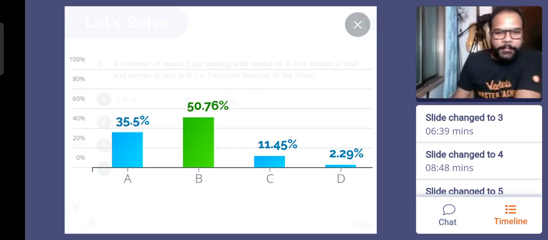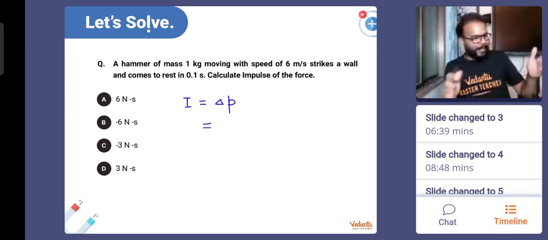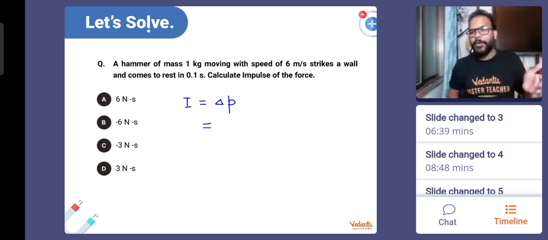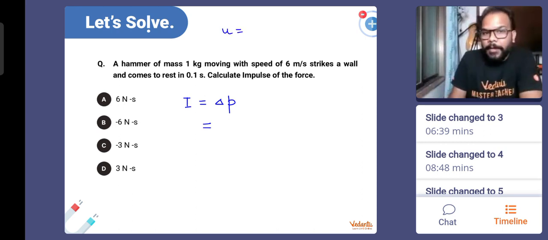Chalo, that's good. Let's see how you guys did. That's a very simple, easily doable question. All I needed was to find the change in momentum. If I'm talking about a hammer which is already moving with 6 meters per second, whenever the hammer hits a surface, on hitting it has to stop. So its initial velocity is given, and the final velocity has to be 0. So initial velocity is 6 meters per second, final velocity is 0.